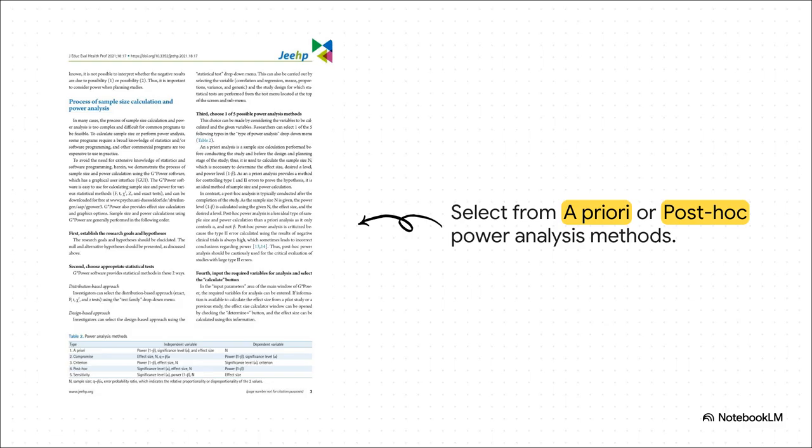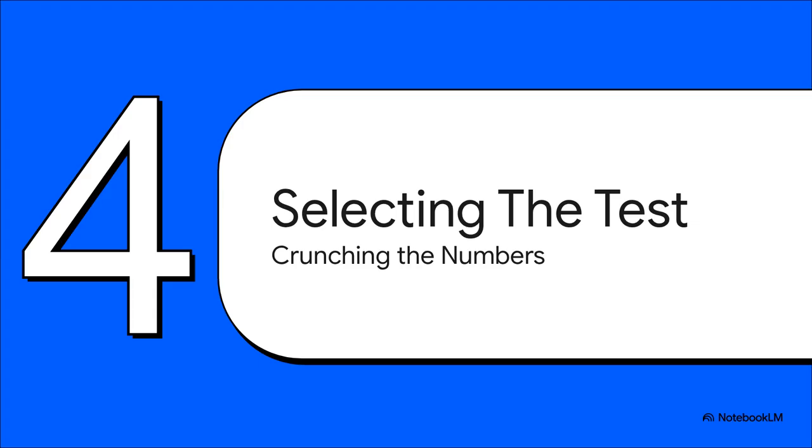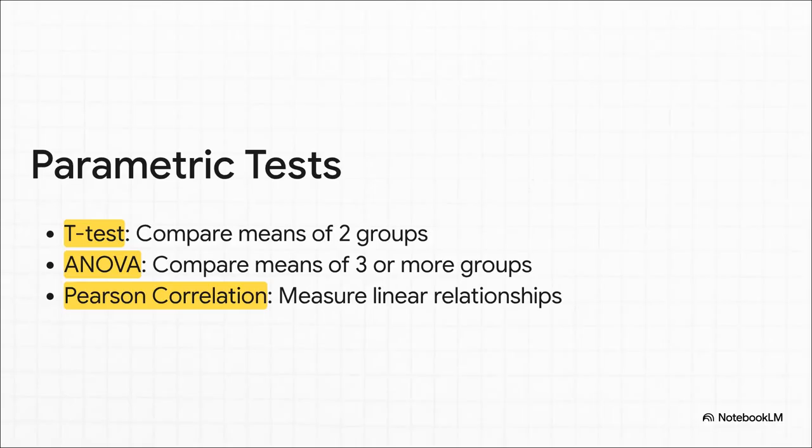it's completely finished. All right, Section 4, Selecting the Right Test. Once all that data is finally collected, researchers have to match their specific data with the perfect mathematical tool. If the data follows a normal distribution, we use parametric tests. Let's rapid fire through some of these.